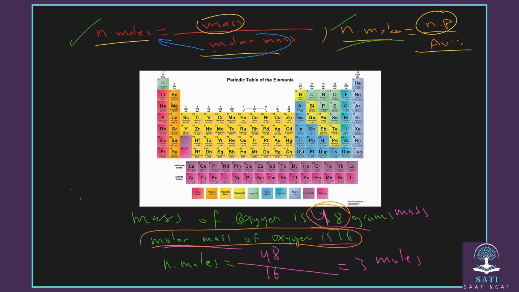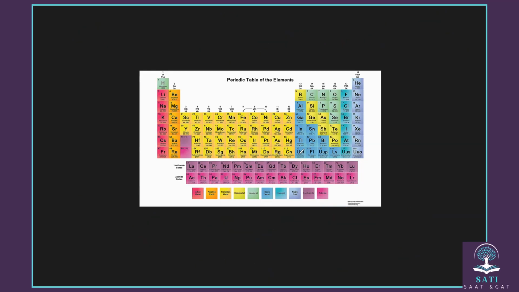So molar mass, if you want to find it, equals mass over number of moles. If you want to find Avogadro's number, you divide number of particles over number of moles. I hope that is clear. And here we finished the first point of how to find mass, molar mass, and things related. We'll add one more note for this part.